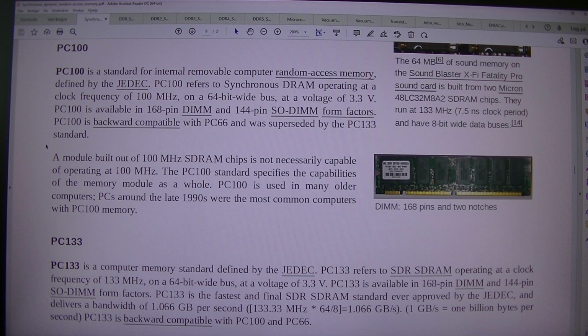A module built out of 100 MHz DRAM chips is not necessarily capable of operating at 100 MHz. The PC100 standard specifies the capabilities of the memory module as a whole. PC100 is used in many older computers. PCs around the late 1990s were the most common computers with PC100 memory.